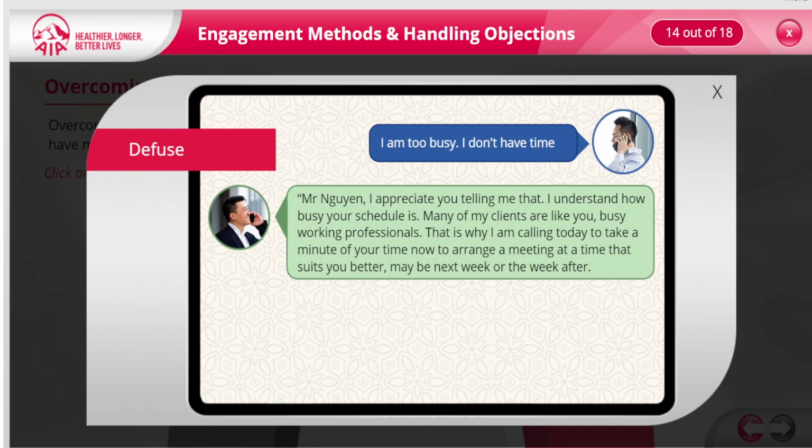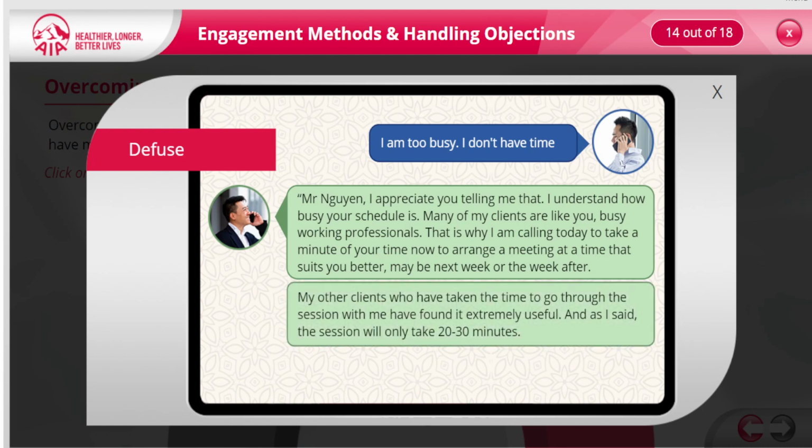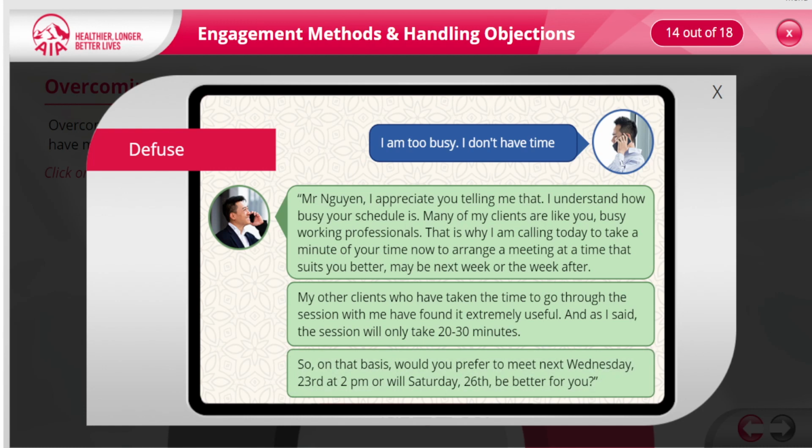That is why I'm calling today to take a minute of your time now to arrange a meeting at a time that suits you better, maybe next week or the week after. My other clients who have taken the time to go through the session with me have found it extremely useful. And as I said, the session will only take 20 to 30 minutes. So on that basis, would you prefer to meet next Wednesday, 23rd at 2 p.m. or will Saturday, 26th be better for you?